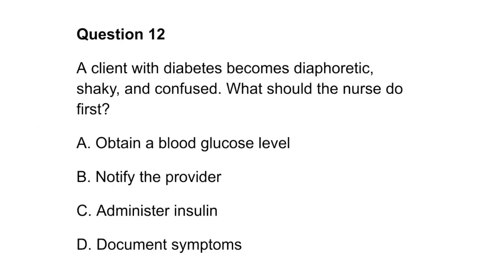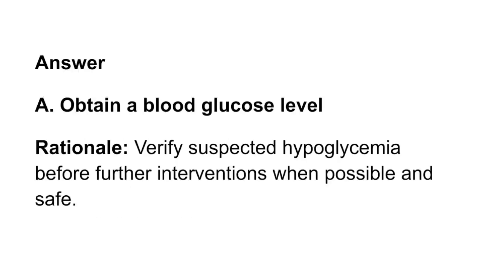Question 12. A client with diabetes becomes diaphoretic, shaky, and confused. What should the nurse do first? A. Obtain a blood glucose level. B. Notify the provider. C. Administer insulin. D. Document symptoms. Answer. A. Obtain a blood glucose level. Rationale. Verify suspected hypoglycemia before further interventions when possible and safe.